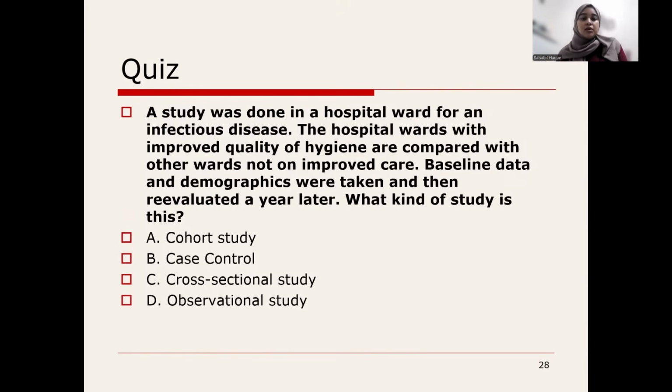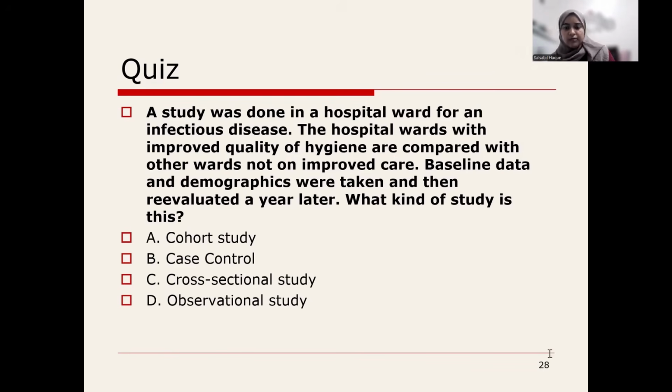Okay, a study was done in a hospital ward for an infectious disease. Hospital wards with improved quality of hygiene are compared with other wards not on improved care. Okay, baseline data were taken and then reevaluated a year later. What kind of study is this? Okay, I believe this is also a cohort study.